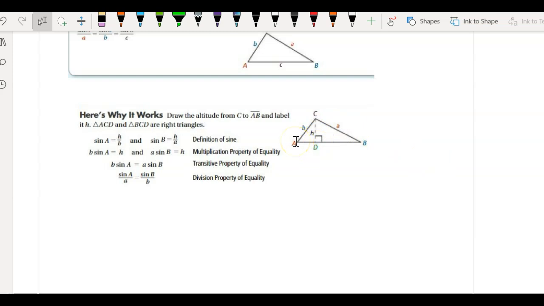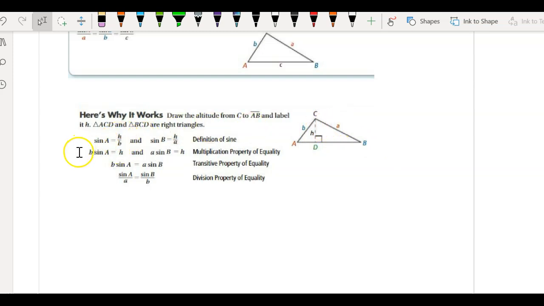So the sine of angle A is equal to the opposite over hypotenuse, so h over b. You see that right here. And the sine of angle B is equal to h over a, the opposite over the hypotenuse.